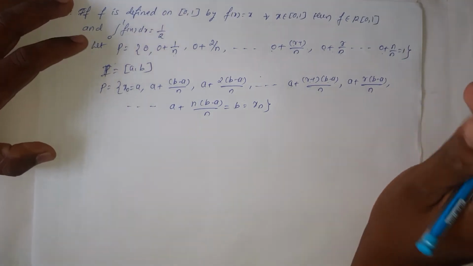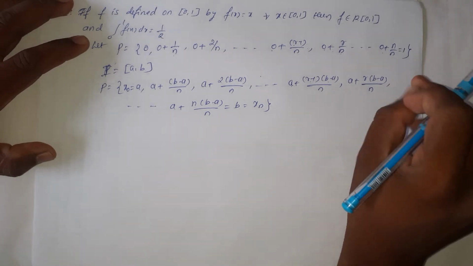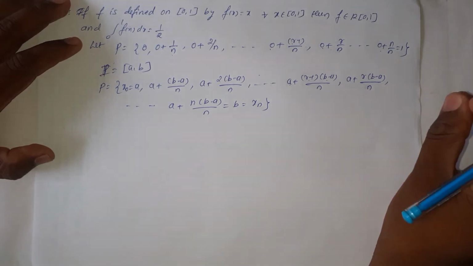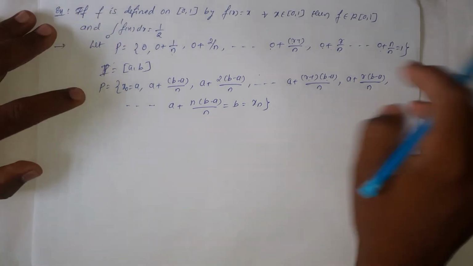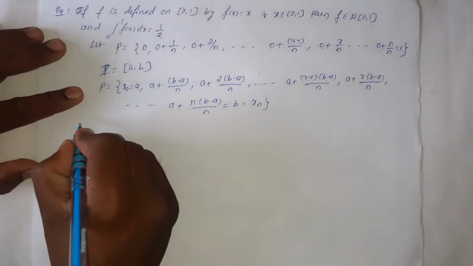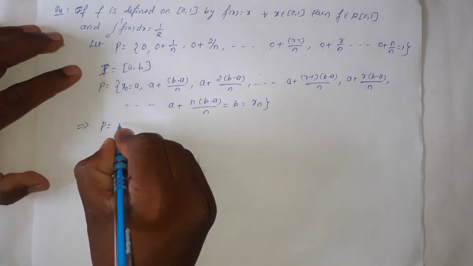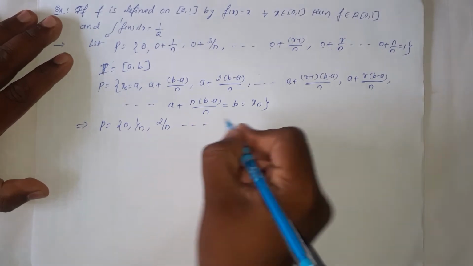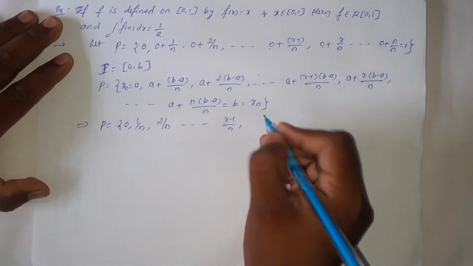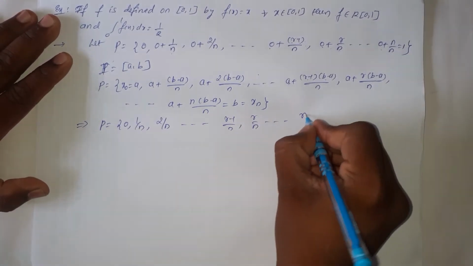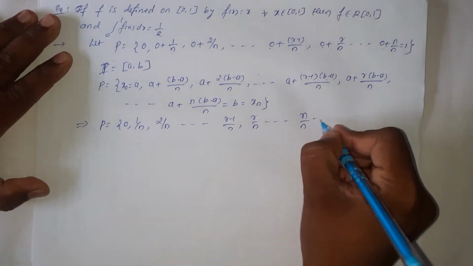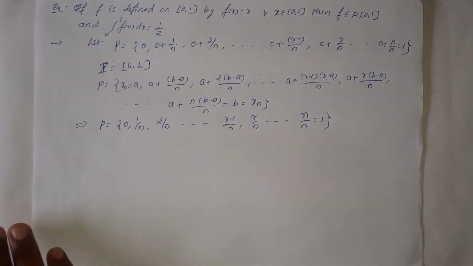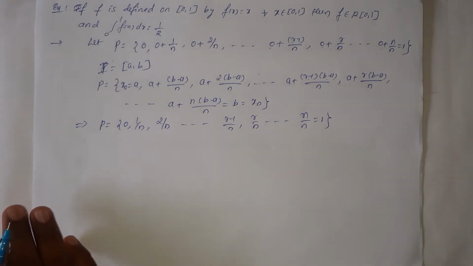The first point of the partition must be the lower limit of the interval and the last point of the partition must be the upper limit of the interval. So this is our partition. Therefore P is equal to 0, 1/n, 2/n, and so on, (r minus 1)/n, r/n, and so on, n/n, which is equal to 1. So this one is the partition for the given interval [0, 1].